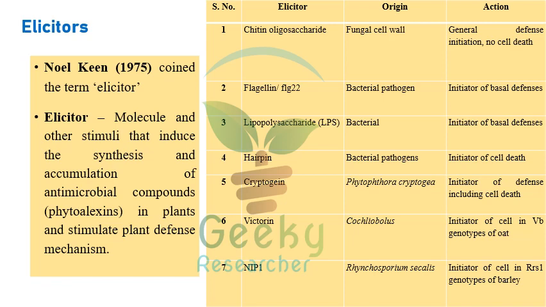Cryptogein, Phytophthora cryptogea: initiation of defenses and cell death. Victorin, Cochliobolus victoriae: initiation of cell death in Vb genotypes of oats. And the last one is NIP1, Rhynchosporium secalis: initiation of cell death in Rrs1 genotypes in barley.